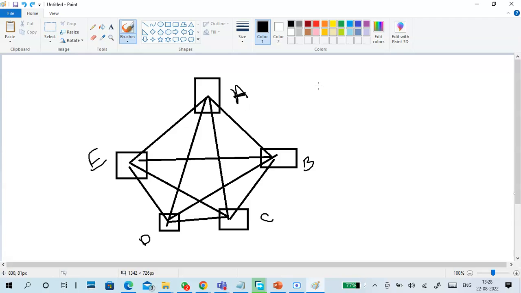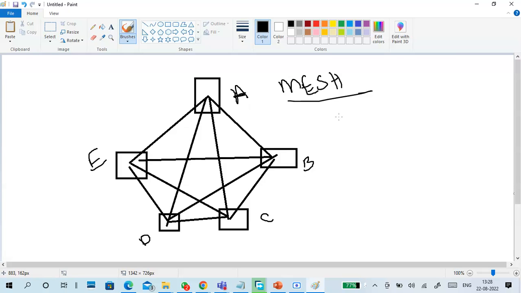Why highly reliable? If one path is broken, no problem. If one system is down, no problem. All other systems will communicate with each other. This is called a mesh topology. Sorry, I didn't put any name here. I thought someone would guess and shout out this topology. So this is a mesh topology, guys.